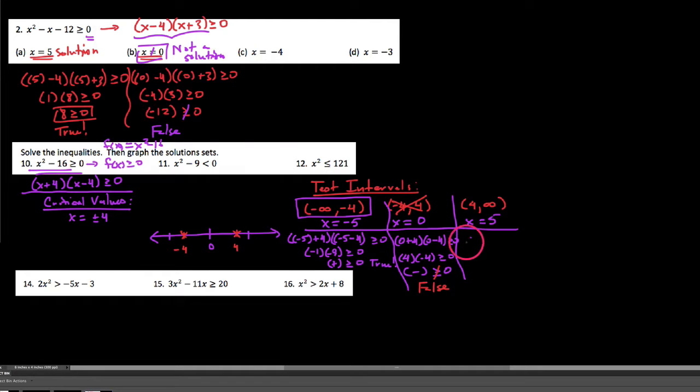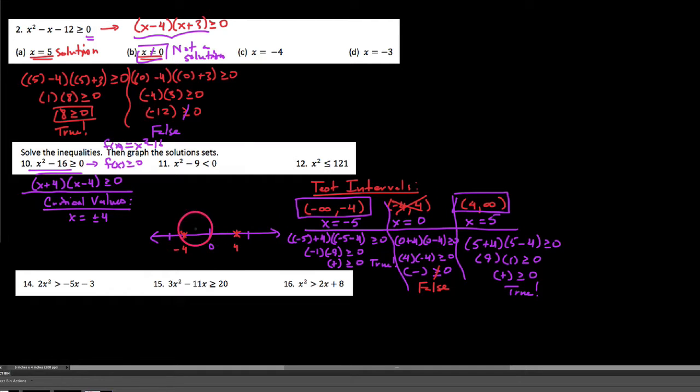And then as we test 5 here, I can test this again. We say 5 plus 4, 5 minus 4. I'm just plugging this in for x in my factored inequality here. But what I see is I get a +9, and I get here a +1. So a positive times a positive, last time I checked, is a positive. And so this would be satisfied. This would be a true statement here. And so I'm going to put a box around this interval as well.